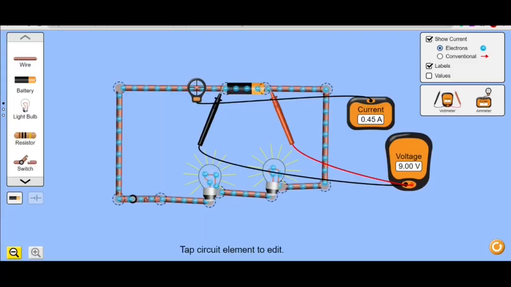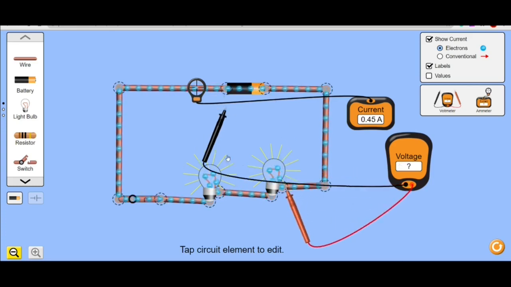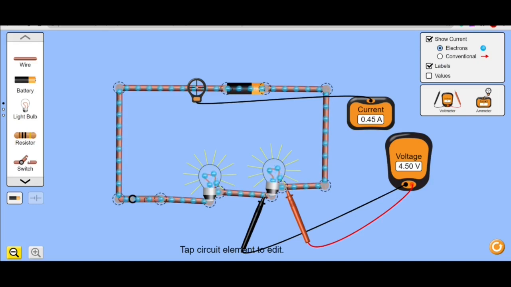In an electrical circuit, components are arranged in a line, and when resistors are put in a circuit, the voltage across each resistor is different. We have seen that the voltage across the battery is 9 volt, while the voltage across these bulbs is 4.50 volt each. The voltage is different in a series circuit, while the current flowing in a series circuit is the same at all the points.